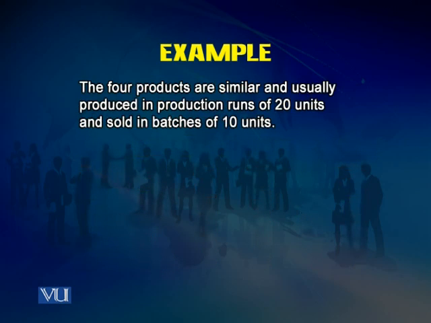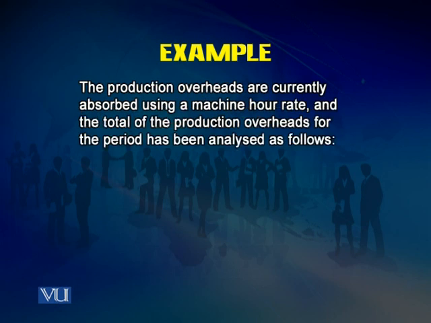The 4 products are similar and usually produced in production runs of 20 units and sold in batches of 10 units. Produced in runs of 20 units and sold in batches of 10 units. The production overheads are currently absorbed using a machine hour rate, and the total of the production overheads for the period has been analyzed as follows.